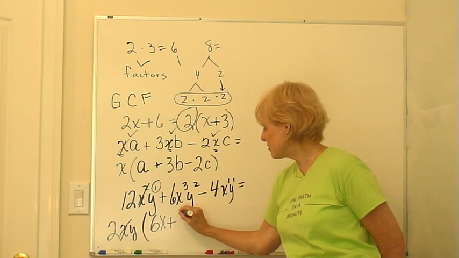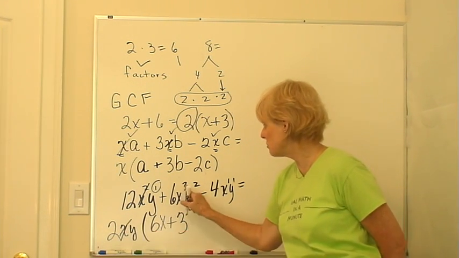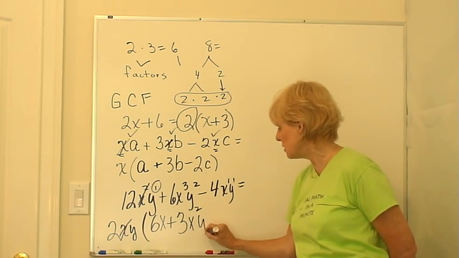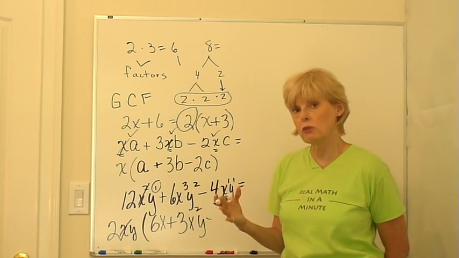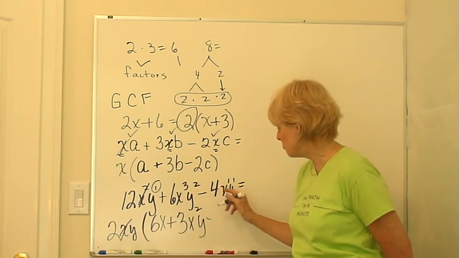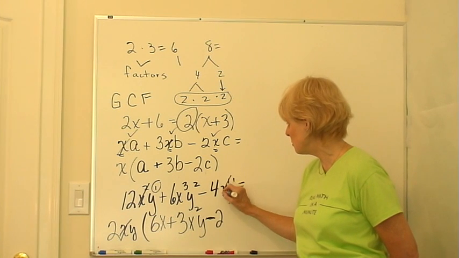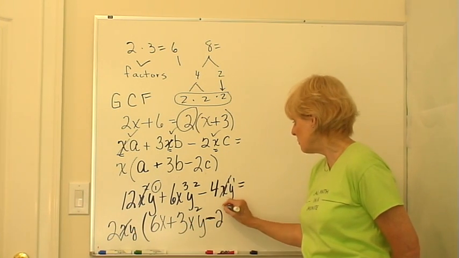2 divides into 6 3 times. Notice I used the same sign. I took 1x out, so I have 2 left. I took 1y out, so I have 1 left. I'm simplifying some of the verbiage so that this will just flow a little bit easier for you. 2 divides into 4 2 times. Notice I used the same sign, that minus right there, that negative. I took 1x out, so didn't have any x's left. I took a y out, so I didn't have any y's left.